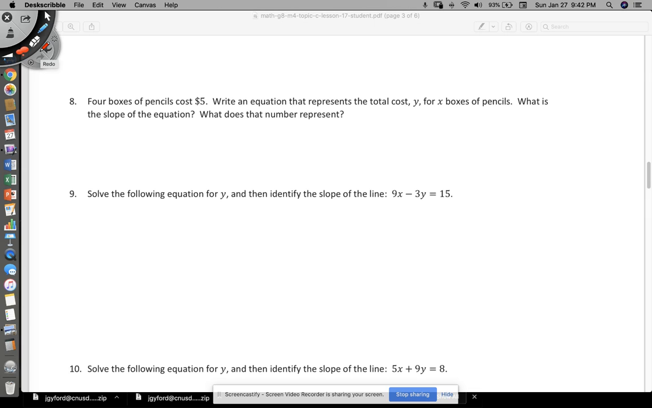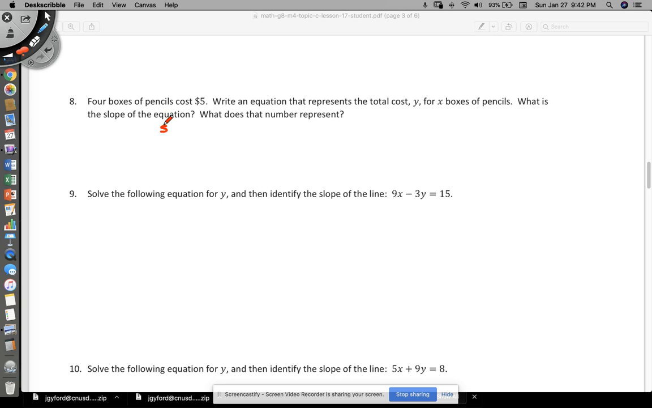I'm going to set you up for this one, and then you guys are going to finish this one up. Actually, you're going to finish this whole back page, but I'll go ahead and set you up for 8, and then 9, 10, and 11 will be graded. 4 boxes of pencils cost $5. Write an equation that represents the total cost of y for the x boxes of pencils. What is your slope, and what does each number represent?